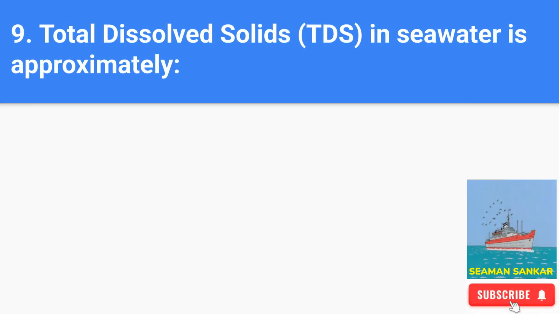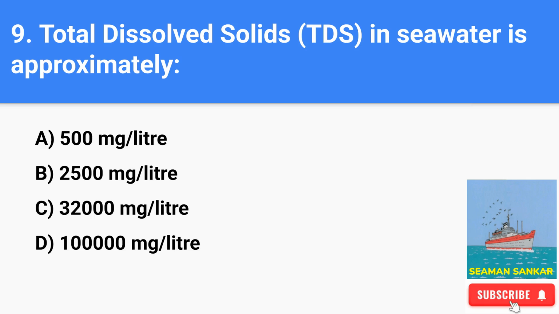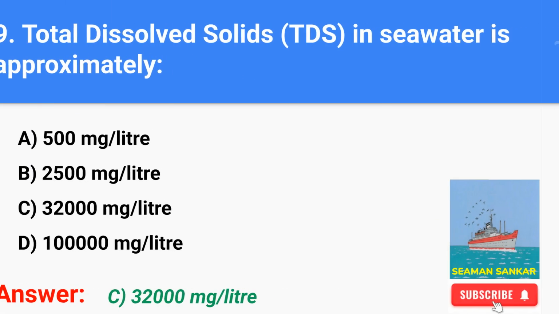Question 9. Total dissolved solids, or TDS, in seawater is approximately A. 500 milligrams per liter, B. 2,500 milligrams per liter, C. 32,000 milligrams per liter, or D. 100,000 milligrams per liter. The answer is C. 32,000 milligrams per liter, which represents the typical salinity of seawater.